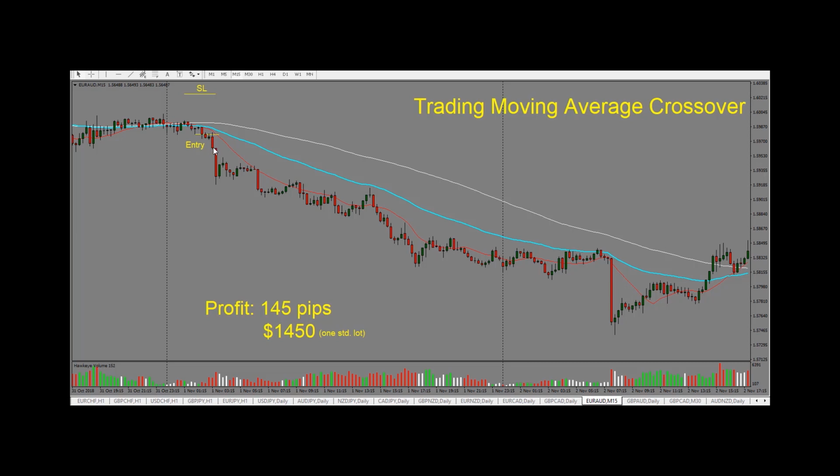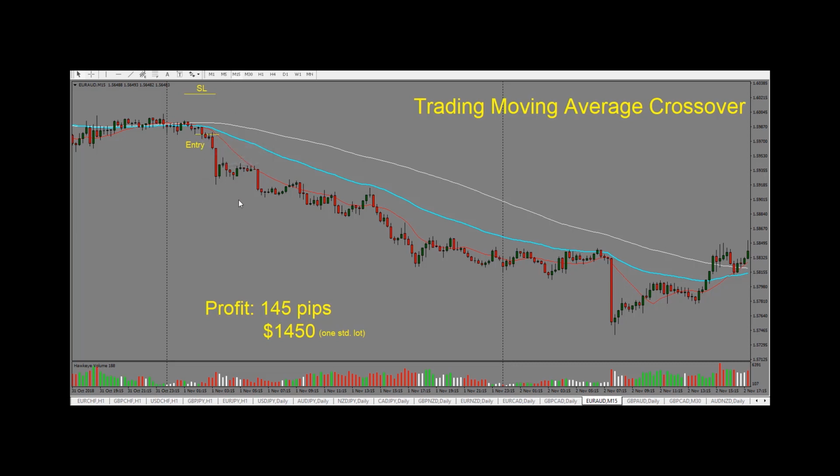So we can either take an entry at the close of this candle here because it is below the moving averages now completely, or you can wait for a little bit more confirmation and wait for this candle to close. Either way, we enter the trade short and our stop would go on the other side of the high here. So we want to put our stop a little bit higher, giving the trade some room to breathe.